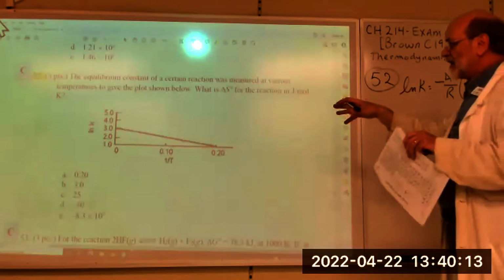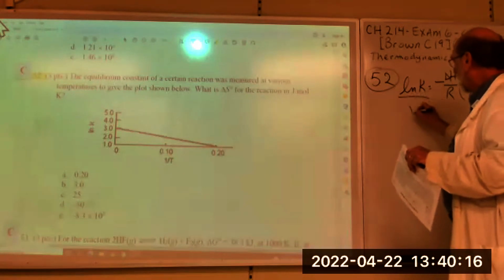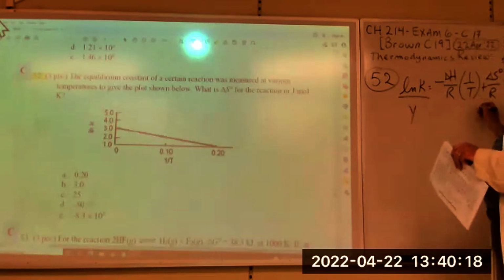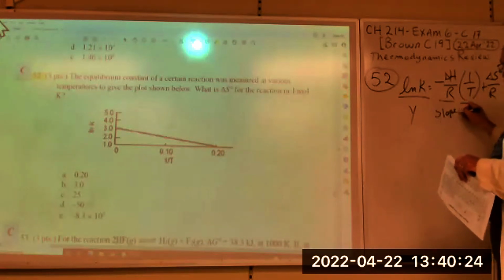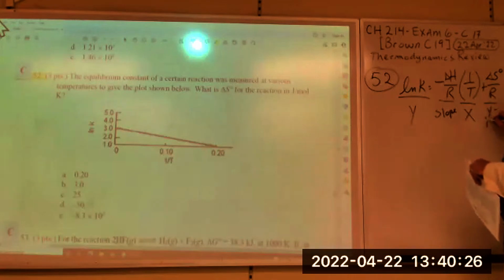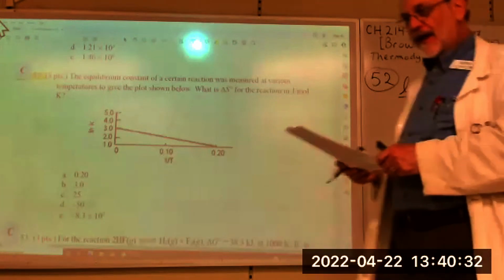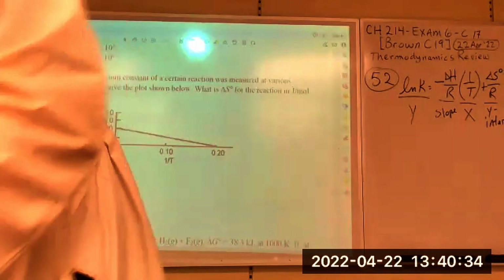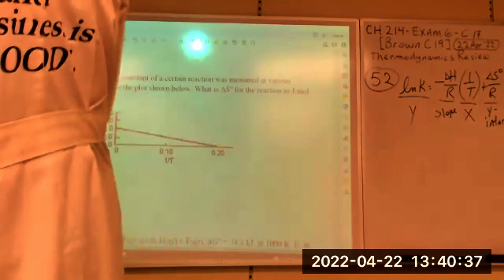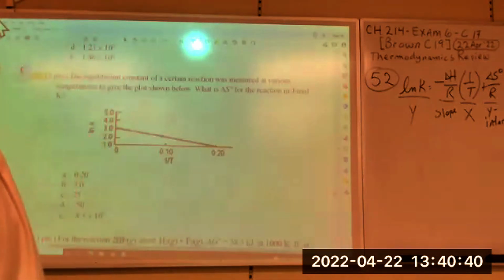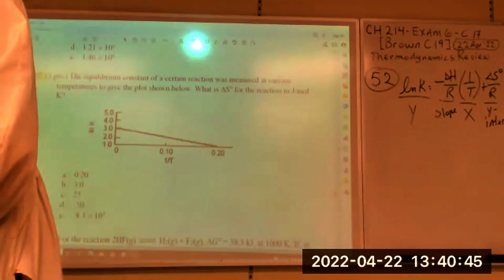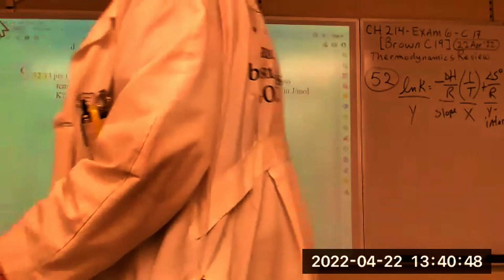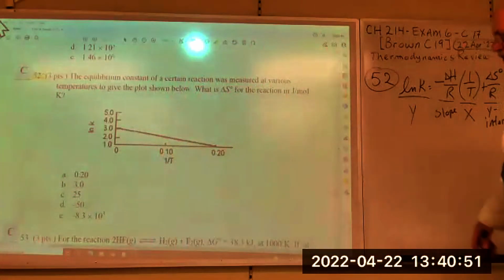Okay, so this plot says this one is the Y axis, this one is the X axis, this one is the slope, and this one is the Y intercept. Okay? So that being said, let's see, 52. Yeah, there we go. Let's look at the question.